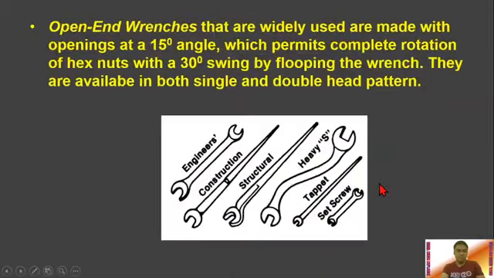Okay, then we proceed to open-end wrench. So it is open-end because, as you can see in the illustration, the end is open. So we have different types now. So we have the engineer's, construction, the structural, HVS, tapered, and set screw. Okay, so the most common here is the engineer's. So they are widely used and are made with openings at 15-degree angle.